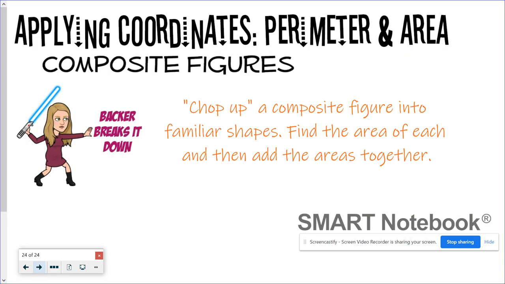And so there you have it. Finding area of composite figures on the coordinate plane. Simply chop up the figure into familiar shapes, find the area of each, and then add the areas together.